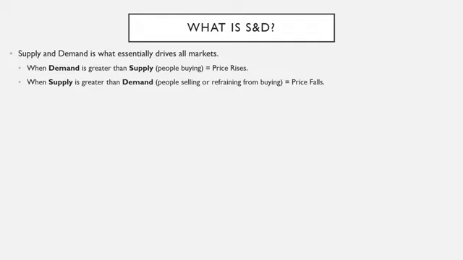When demand is greater than supply, which means that people buy that stuff, people want that stuff, prices are automatically going to rise. And when supply is greater than demand, which means that people are either selling or they refrain from buying because price is too expensive, then price will automatically fall, right? And this happens in every market.